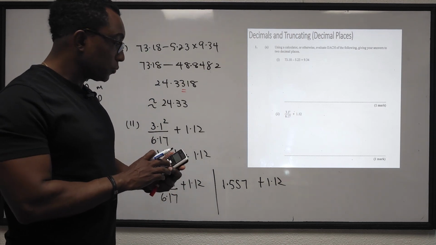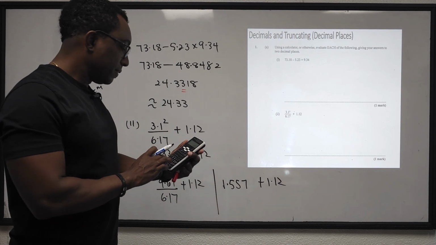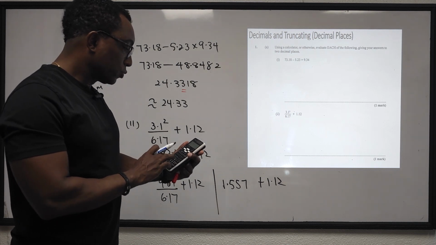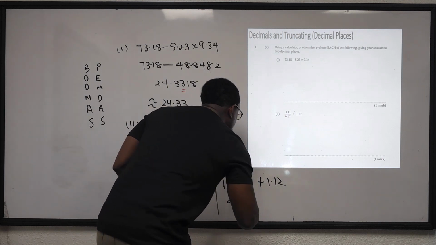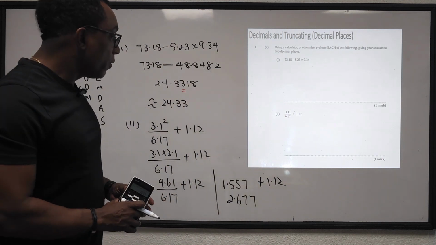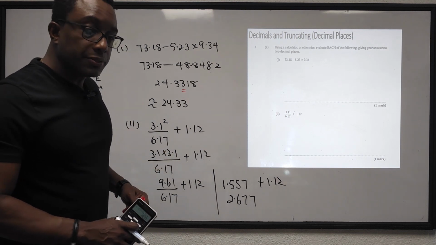And now let's add those two decimal numbers. This will be 1.557 plus 1.12, which will give me 2.677. And now I can approximate or truncate that number to two decimal places.